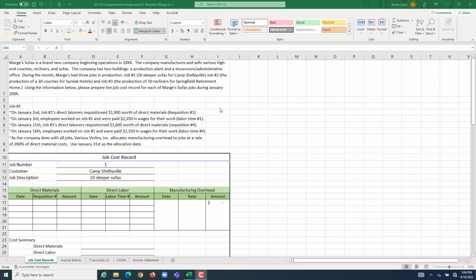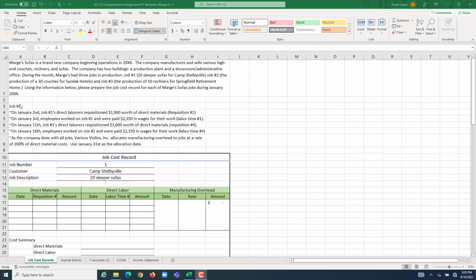And then after we have our job cost records for the 3 jobs, we can use them to record our journal entries, find the balance of all of our different various accounts, and for this example, make your cost of goods manufactured schedule and your income statement. Let's start by filling in the job cost records.